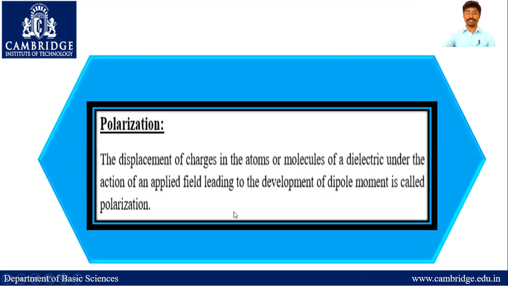What is a polarization? The displacement of charges in the atoms, molecules or ions. The displacement of charges in the atoms or molecules of a dielectric under the action of an applied field leading to the development of dipole moment is called polarization. Is it clear now? Displacement means shifting of the charges, either the atoms or molecules. We are calling it polarization.